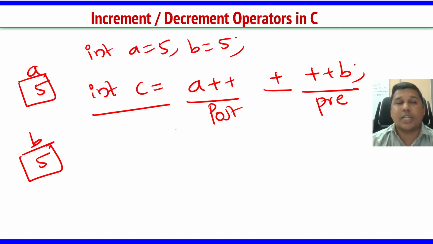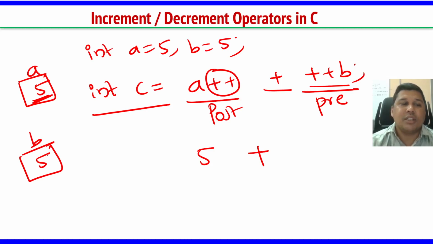What is the rule of post increment? Post increment says that don't increment it first, use it and then later increment it. So, I will round it off saying that I will do it later. What is the current value of a? A value is 5 in memory, take that 5 plus. Here we have ++b, this is pre increment. So, what is the rule of pre increment? Increment the value first, later you use it. So, what is ++b? Because of this b value becomes 6 and 6 will come here.